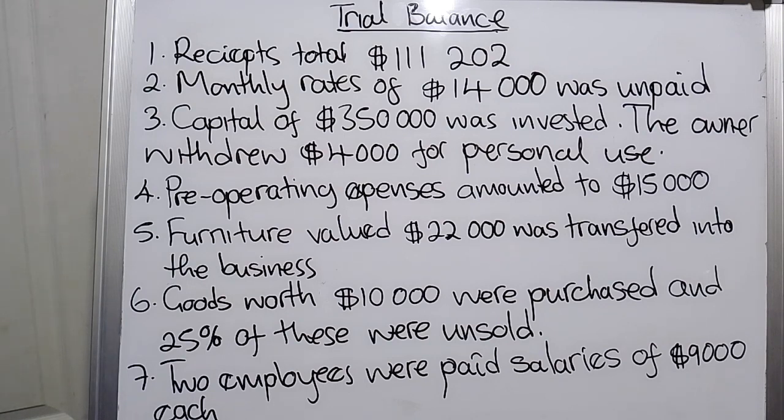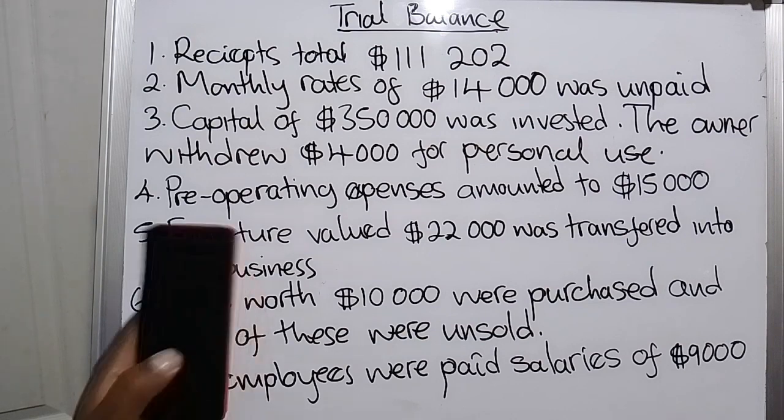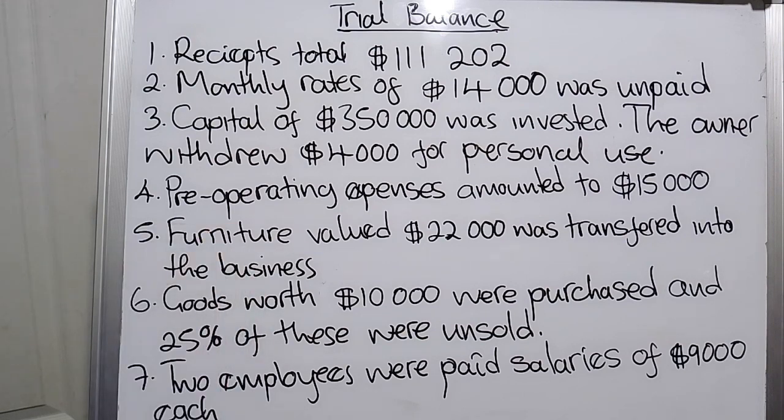Pre-operating expenses amounted to 15,000. These are what we call preliminary expenses. These are not operating expenses and they are not deducted in the statement of profit or loss. So for the pre-operating expenses, the company was maybe doing research or development, so they come as an asset rather than an expense. The other account involved there is the bank account where the money was coming out from.